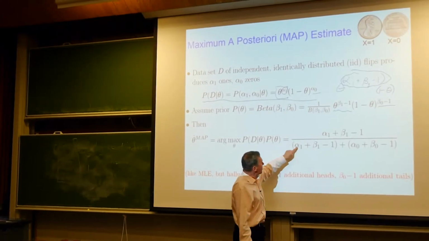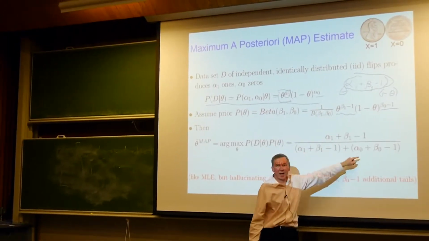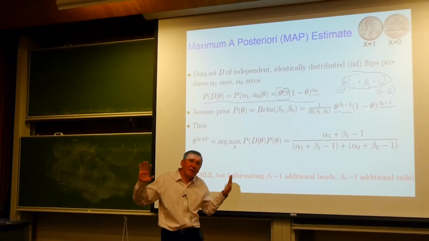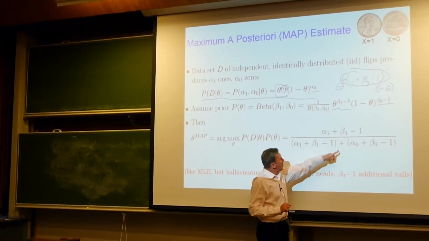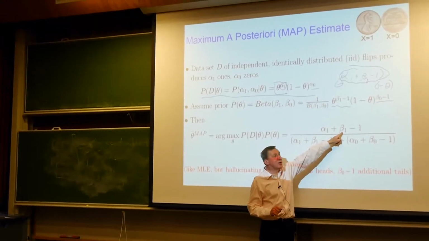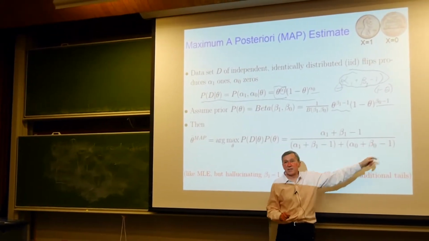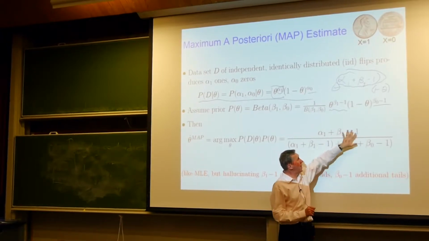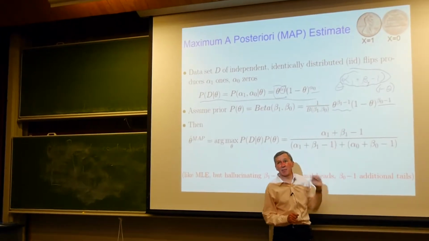Then it would take a lot of observed real data, alpha 1 and alpha 0, to outweigh my prior. But if I'm not very sure, then I could choose a very small number, like beta 1 equals 2 and beta 0 equals 2, which would effectively give me just 2 minus 1, just one hallucinated example.